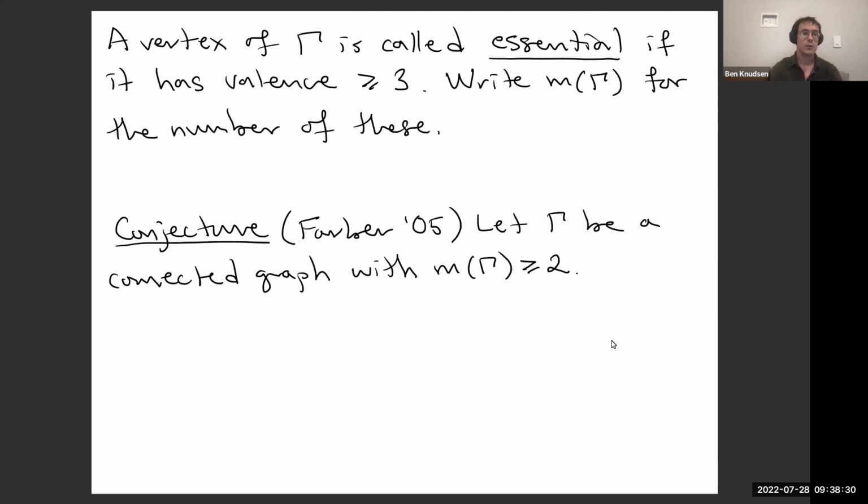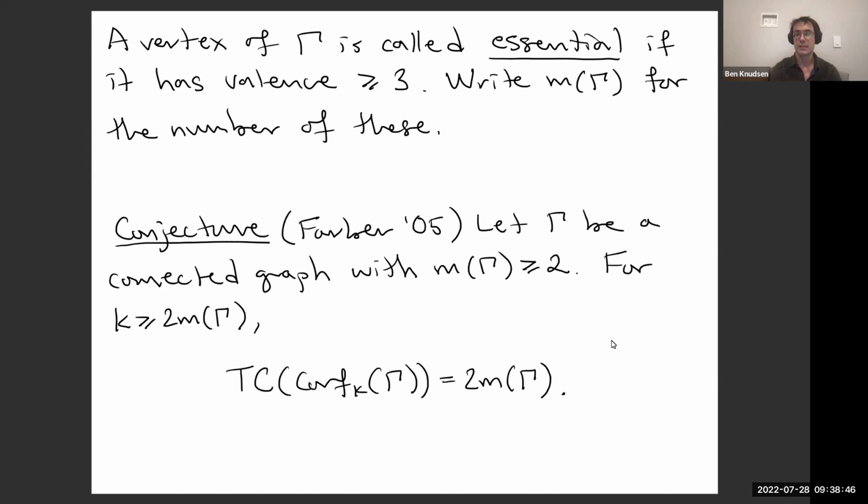So you have a connected graph and you have at least 2 essential vertices, then the conjecture says that as long as you have enough people running around on that graph, so enough means at least twice the number of essential vertices, then the topological complexity is equal to twice the number of essential vertices. So this is the meaning of the adjective stable in the title.